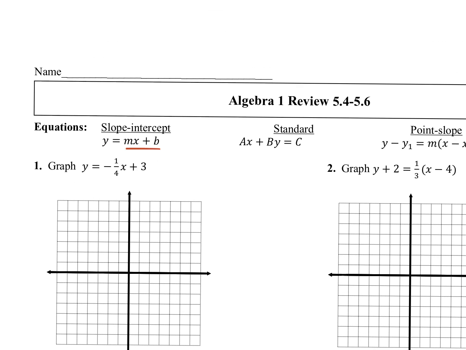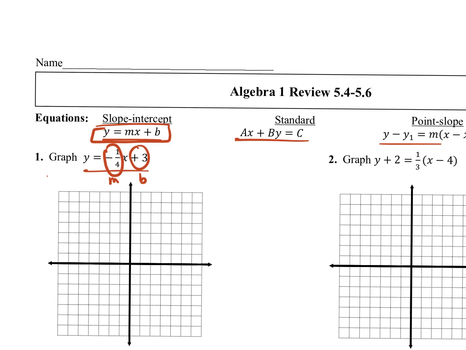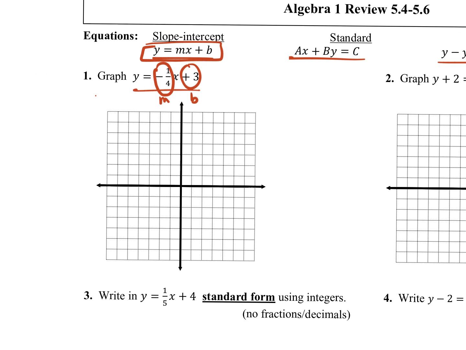Notice I gave you all the forms, okay? So you should be able to see this and go, oh, that looks just like this one, which means it is in slope-intercept form, which means I need a slope and a y-intercept. So here's your slope. Here's your y-intercept. Which of those two things do you plot first? The y-intercept. So you're going to go up 3, 1, 2, 3, and put a point there.